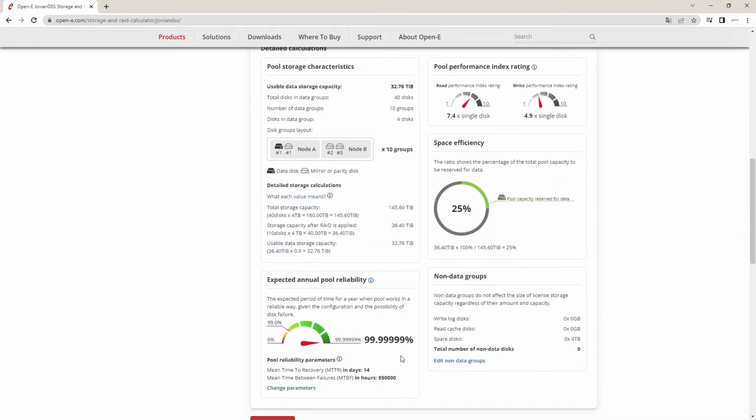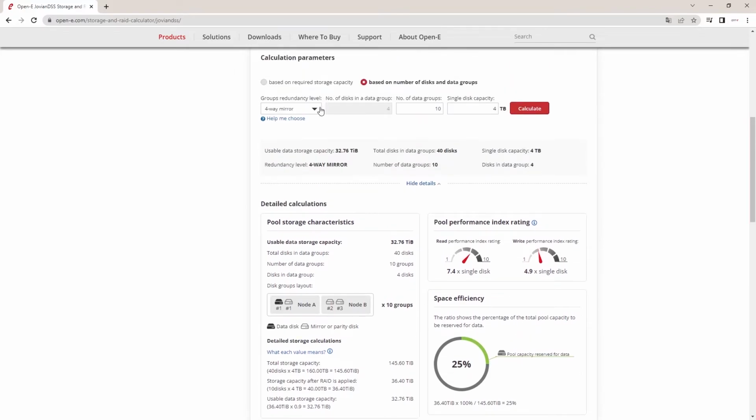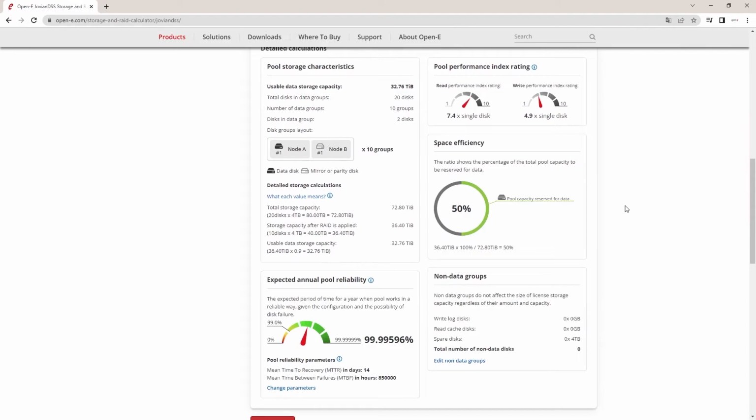highest level possible. This is based on the fact that in a mirror redundancy, the space efficiency is going to be divided. The number it's divided by can range from 2 to 4 depending on the number of mirrors. To prove it, let's change the group redundancy level to a two-way mirror and see what happens. Have a look! Space efficiency has increased up to 50%. It's just simple math.